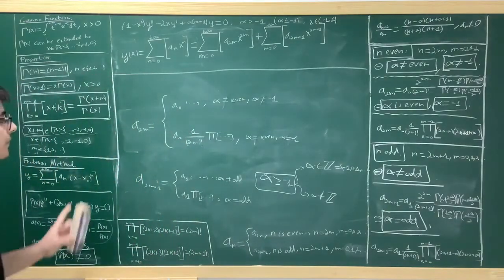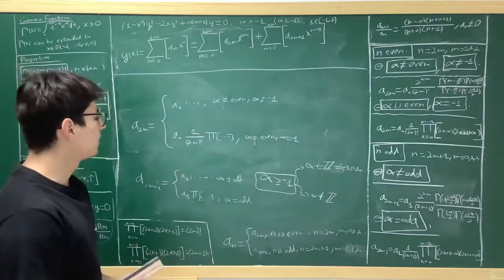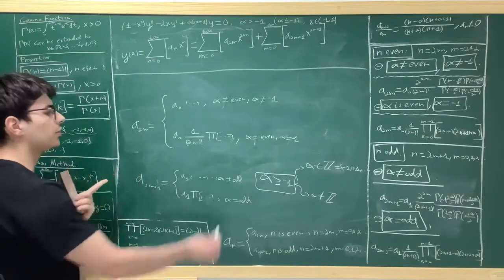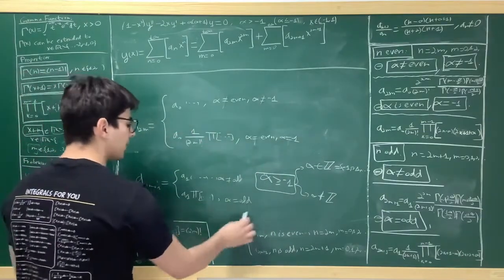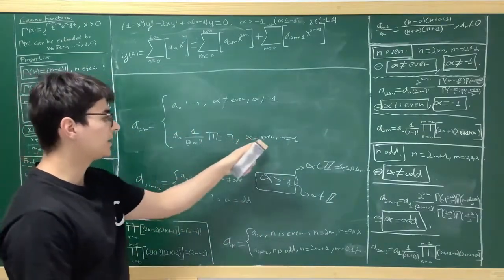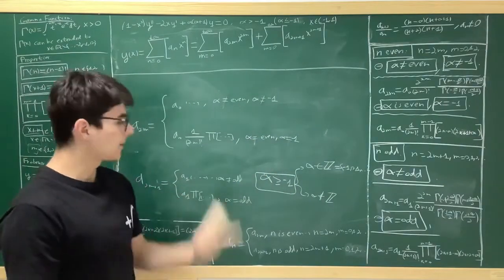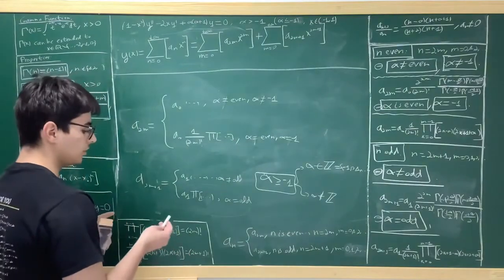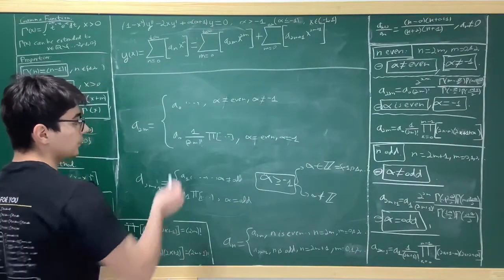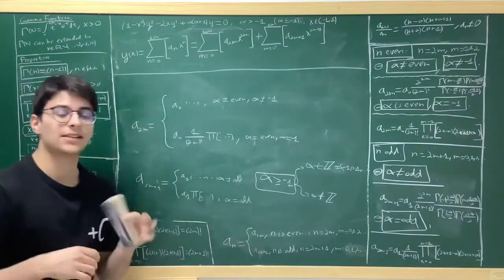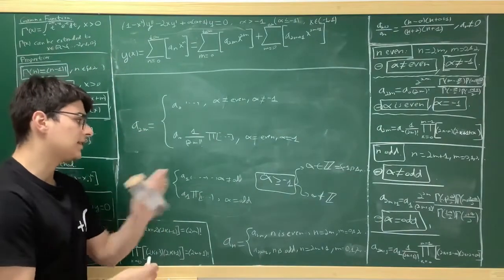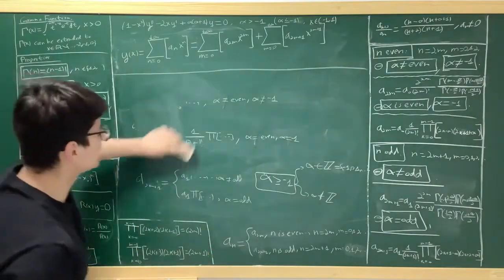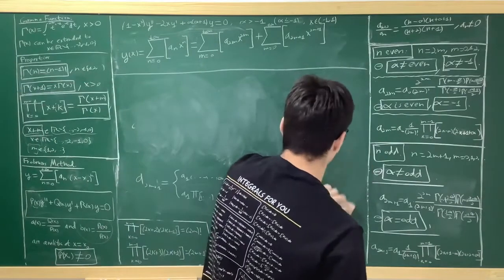In this first case, we will choose this part and this part, because alpha is either even or odd. And in this one, we will choose this other part, because here alpha is never even and never odd. So let me erase this and show what I mean.